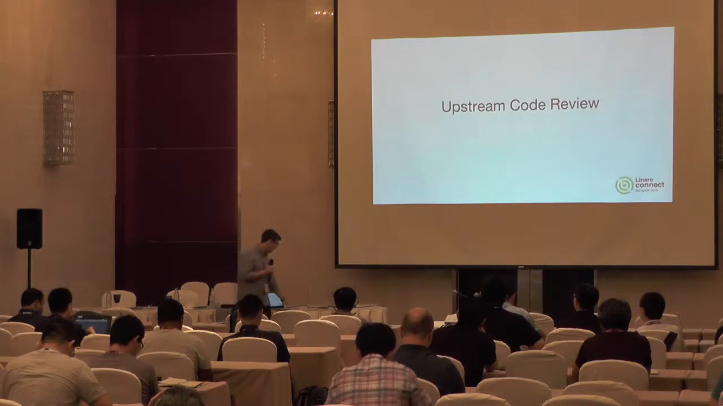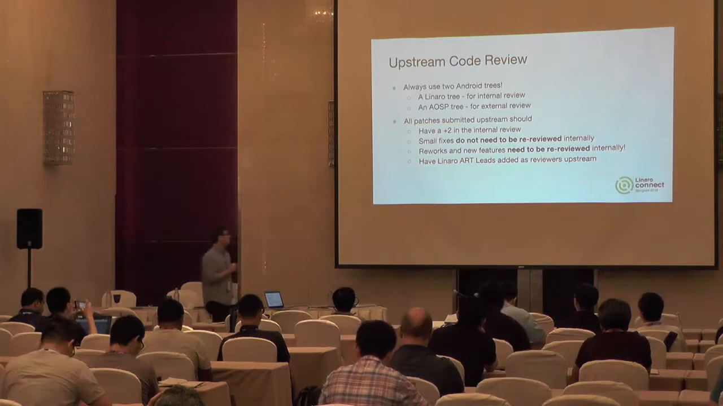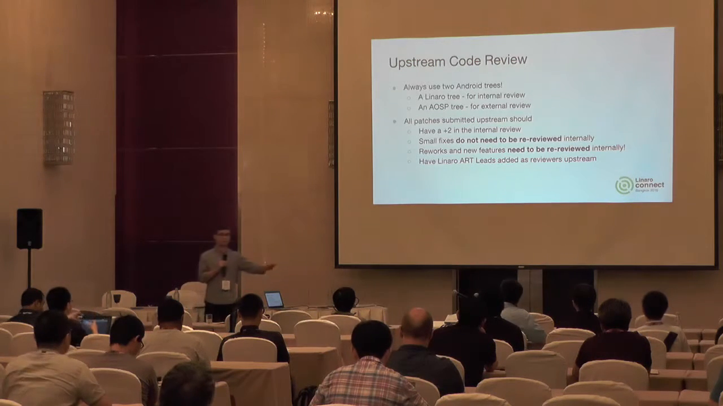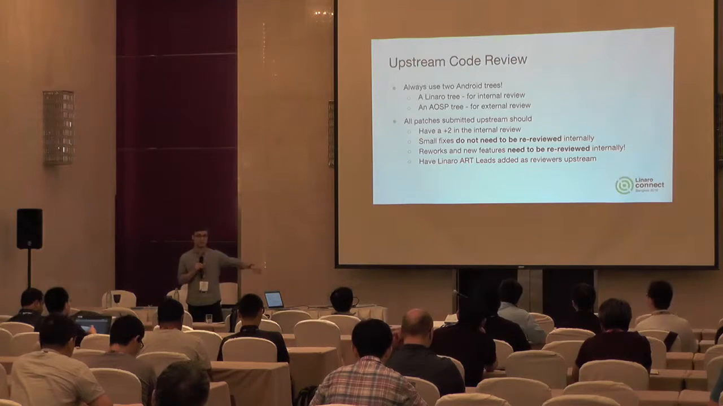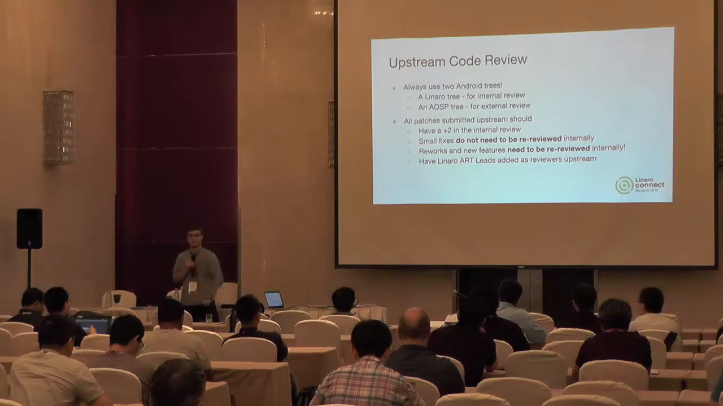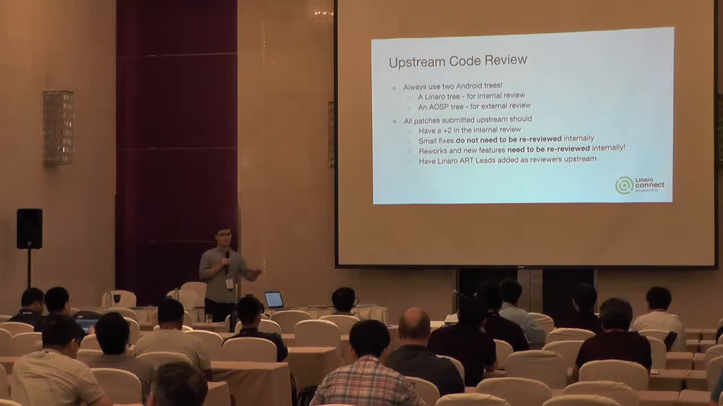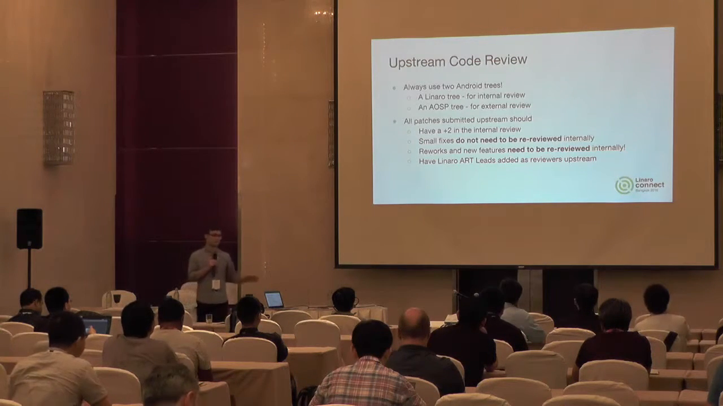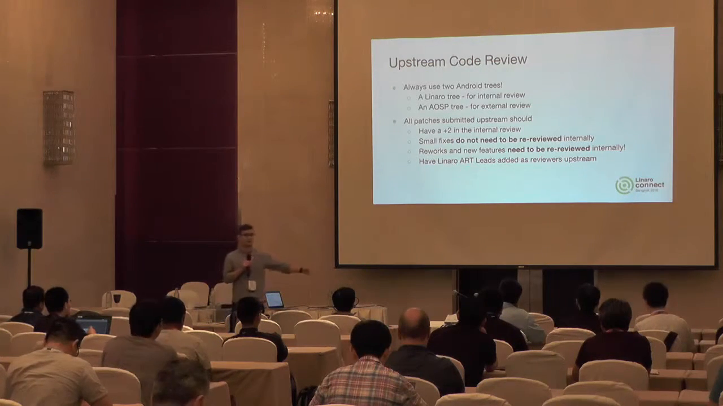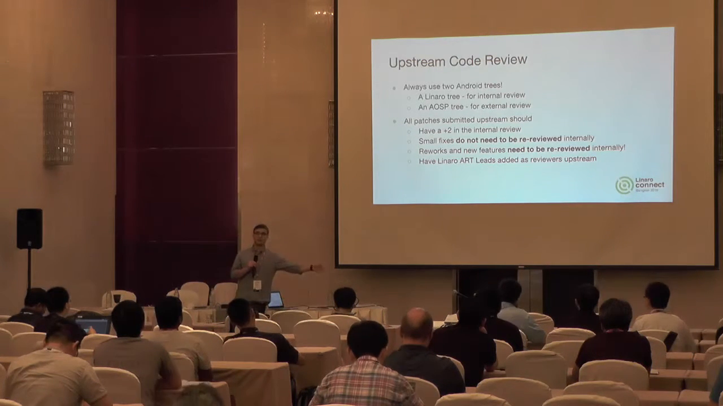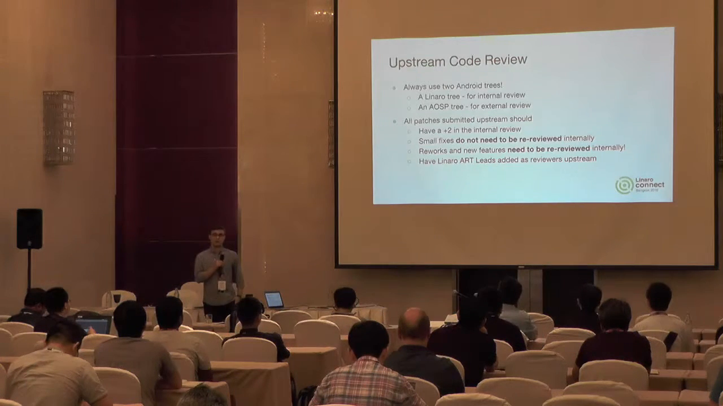You should always use two trees: one tree for your Linaro code review, where you develop things and push them for the Linaro code review, and a separate tree for AOSP and pushing patches to AOSP. That's because we don't want to pollute things. We don't want to end up pushing things to AOSP that haven't been internally reviewed and haven't passed all these checks, because we'll just get a -2 straight away, and it's better to get that in our internal Gerrit rather than bugging upstream.